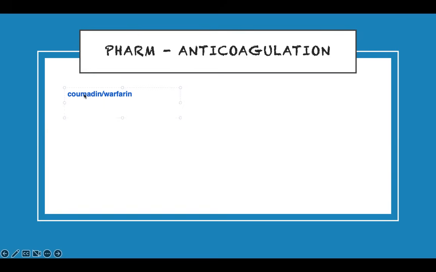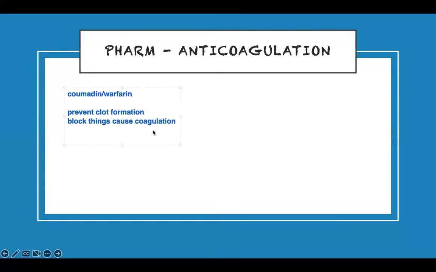This is anticoagulation. What does that mean? Preventing clot formation. That is all based on the name. If I'm preventing clot formation, I need to block things that cause coagulation. That's how it makes sense. I'm blocking things that cause coagulation.